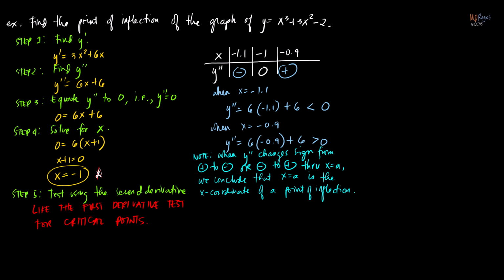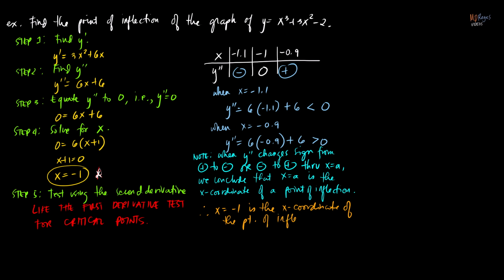Let me just be very clear on that. When y double prime changes sign from either positive to negative or negative to positive through x equals a, then we can conclude that x equals a is the x-coordinate of a point of inflection. So in this case, y double prime changed its sign from negative to positive, so therefore x equals negative 1 is the x-coordinate of the only point of inflection.